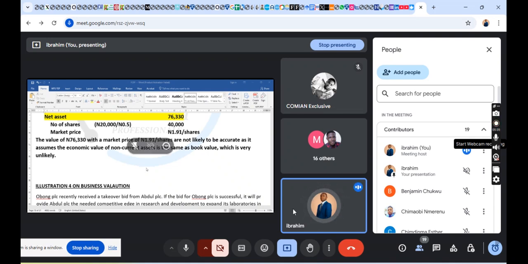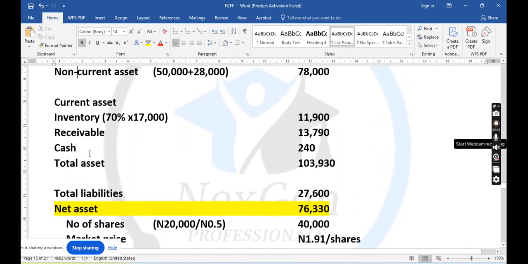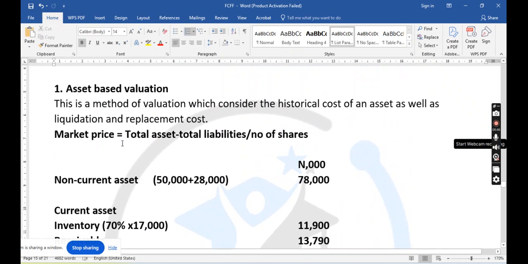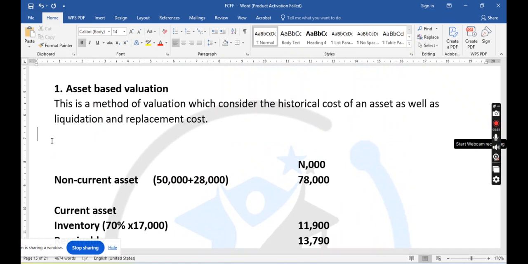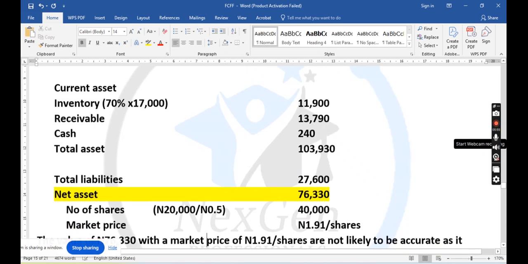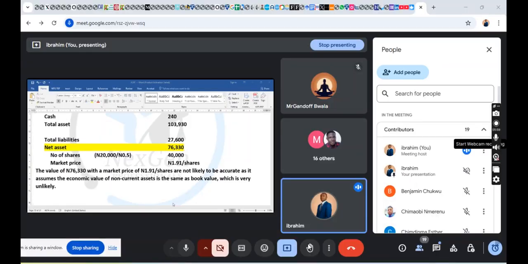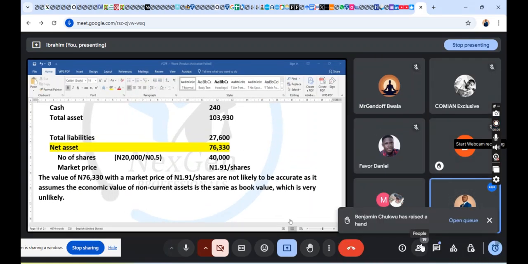Unlikely. Class, are we still together, please? Hello, class. Are we still together, please? Yes, sir. Okay. So I will remove this formula here. I'll remove the formula. Okay. So we are done with asset base, right? With that, anyone that you have question for me before we move to the PE ratio, please?